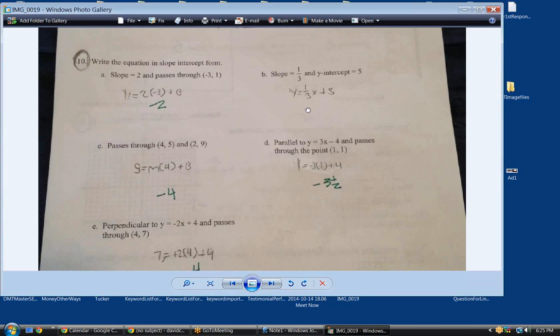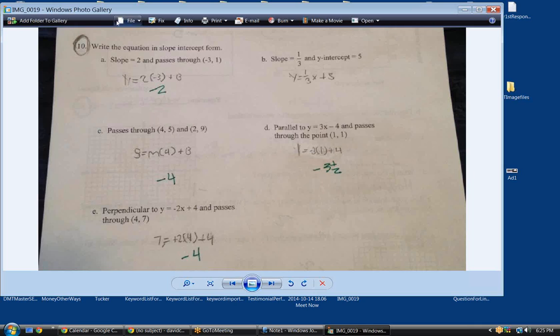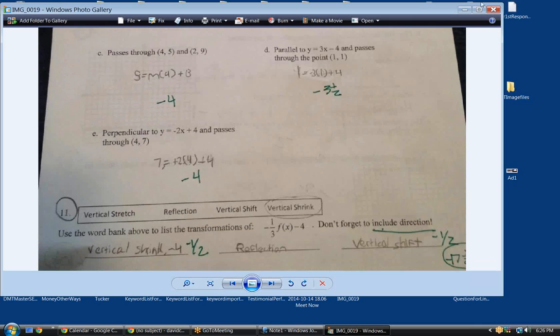Notice question 10. Write the equation in slope-intercept format. The first problem, they gave you a slope and a point. We can do that, right? Second problem, they gave you a slope and a y-intercept. We can do that. Yes. Third problem, they gave us 2 points. We can now do that, right? Let's do the fourth problem on there.